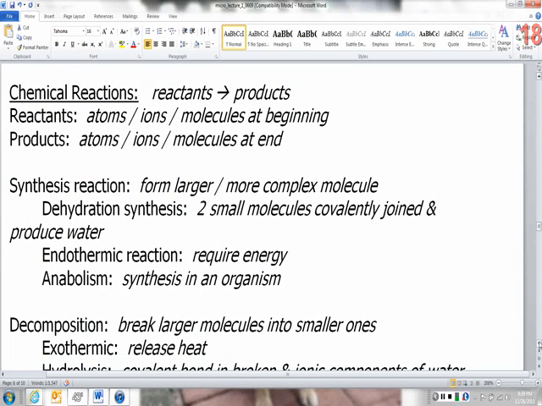In a synthesis reaction, larger, more complex products are formed. In a dehydration synthesis, two small molecules are covalently joined as a result and produce water. A reaction which requires the input of energy is endothermic. Synthesis reactions in organisms are known as anabolism.